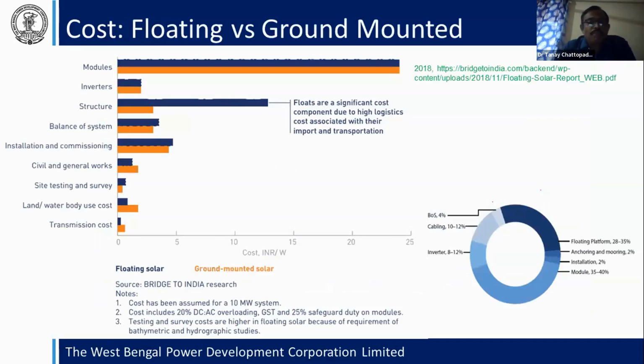This is a comparison of floating solar and ground-mounted solar. The module cost is the same. The inverter cost is the same, but the structural cost is higher than the ground-mounted one, because here you have to design the floaters, and also use high quality plastic materials so that they can be durable for 25 years.